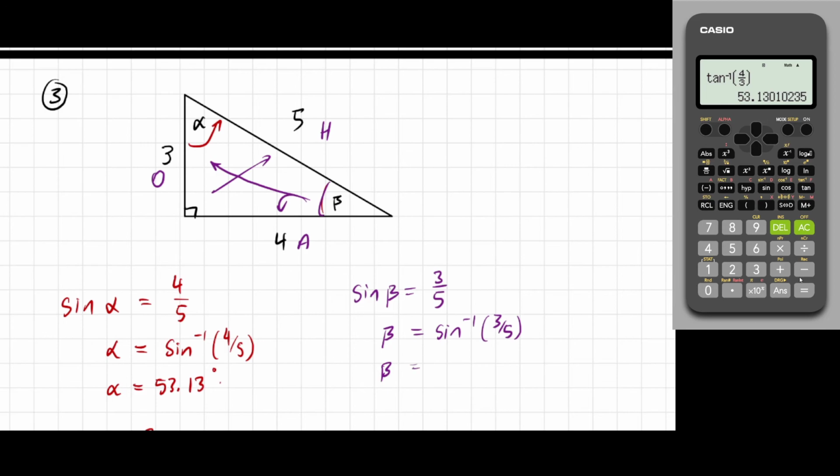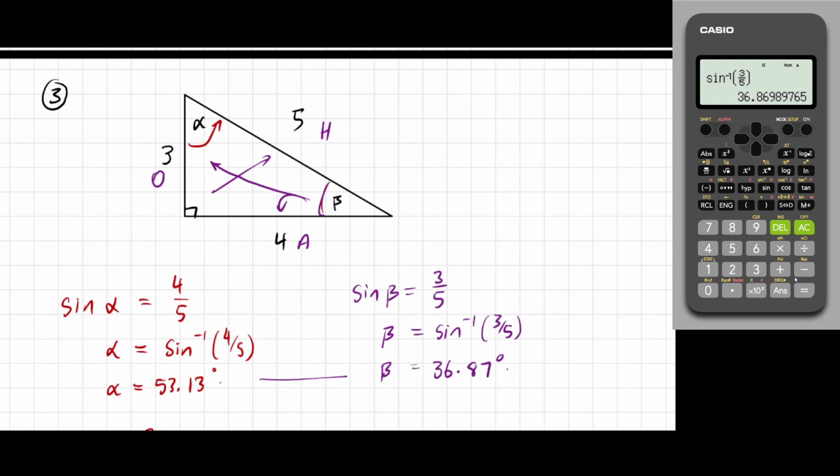So beta is going to be equal to the inverse sine of 3 on 5. And I'm hoping you guys are going to guess what this one's going to be. You should be able to work it out even without having to do trig, because it is a triangle, and we know it has to add up to 180, and we know that one corner is 90, and the other corner is 53.13. The other one is 36.87 degrees.